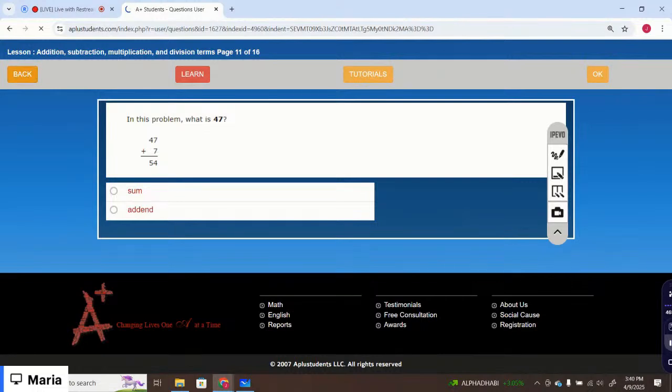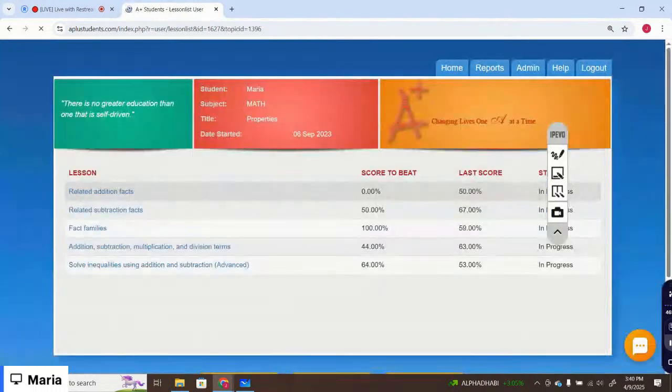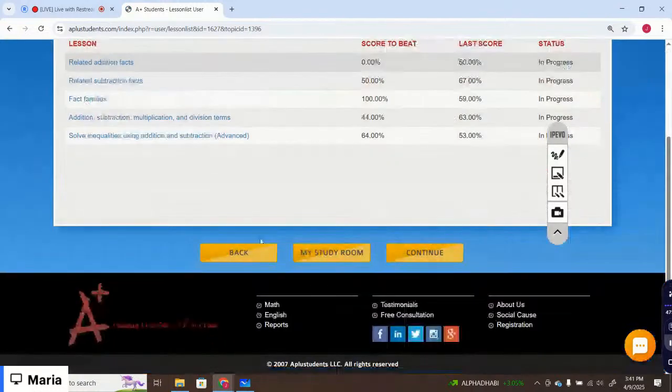So we were working on math. The chapter we are working on is properties. The lessons we have covered today are related addition facts, related subtraction facts, fact families, and addition, subtraction, multiplication, and division terms. So please make sure before the next session you complete all the practice questions for the lessons you just did. That is your homework until the next session.